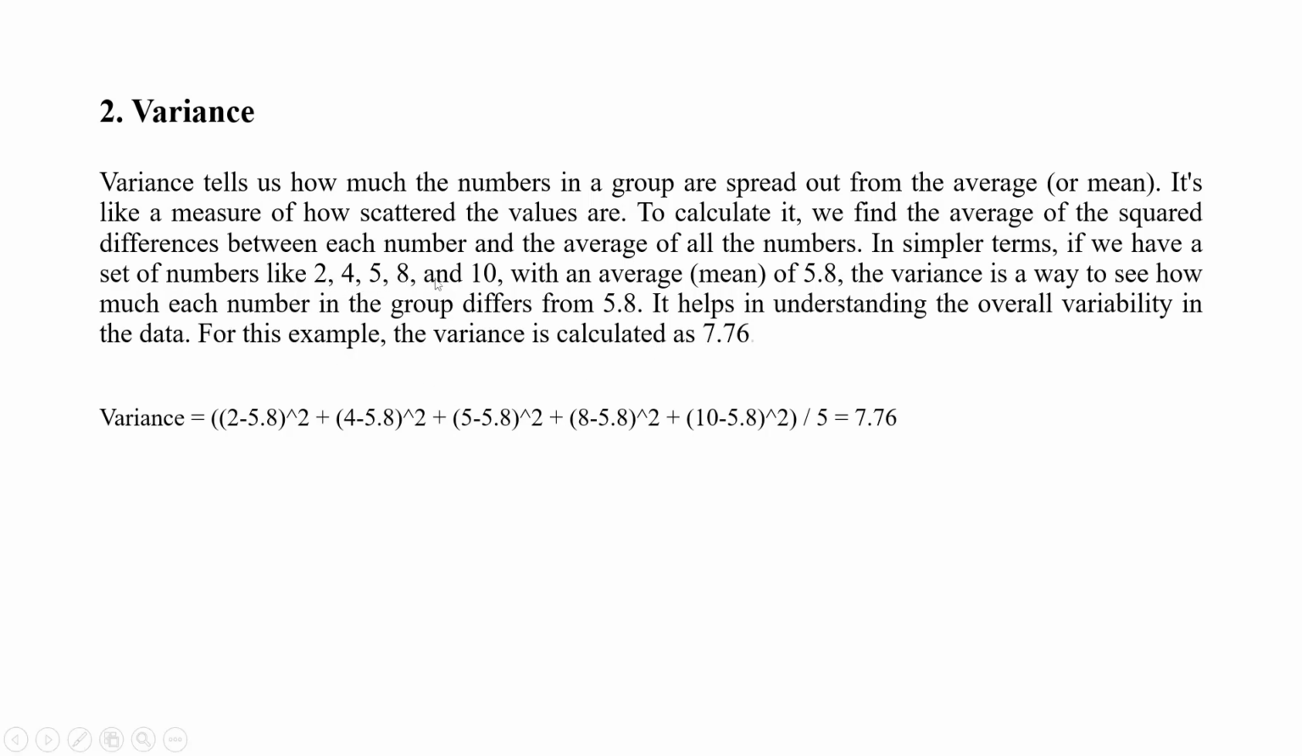Say we have a set of numbers like 2, 4, 5, 8 and 10. The mean value is 5.8, which we find by summing all the values and dividing by 5. The variance is a way to see how much each number in the group differs from 5.8. So we find the difference between these numbers and 5.8 using the minus operator: 5.8 minus 2, then 5.8 minus 4, and so on for all the numbers.